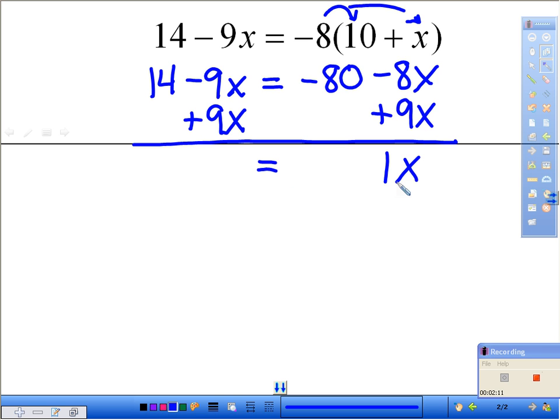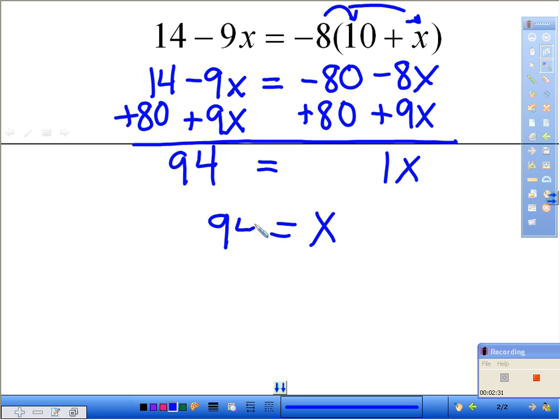So I need to get all my constants to the left side. I need to get rid of minus 80 by adding 80. 80 plus 14 would be 94. 1 times x equals 94, so therefore x equals 94.